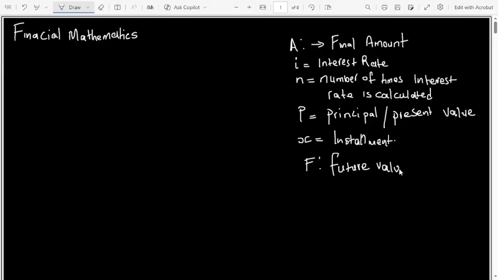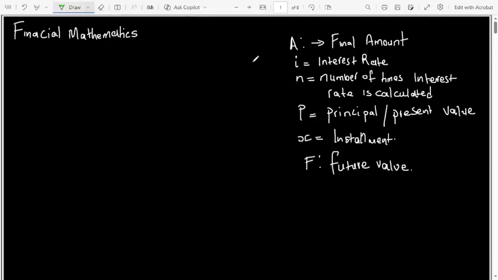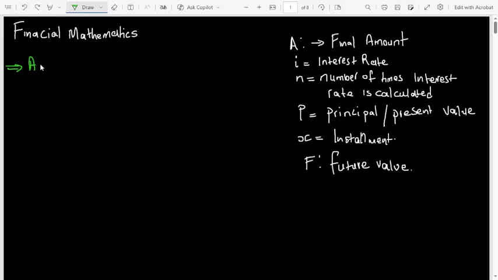It's very important that you understand all these things that we are currently going through. So we have A, I, N, P, X, and F. Please make sure that you understand these things, because we're going to work on something very special here. So look at this. When you work with finance, I need you to always ask yourself the following questions.